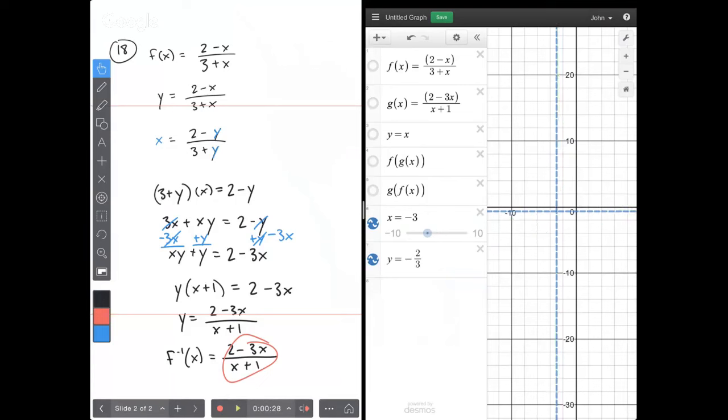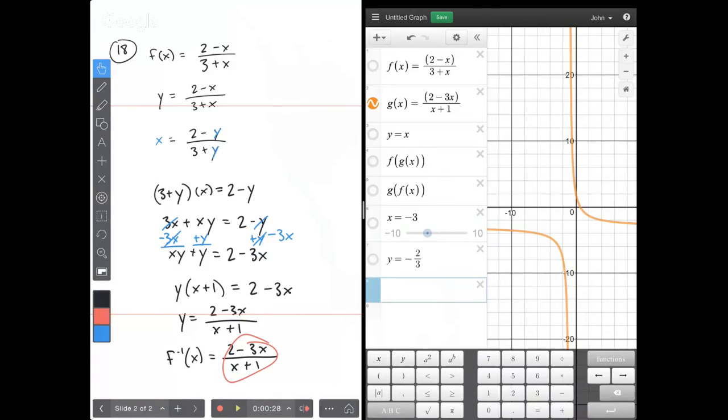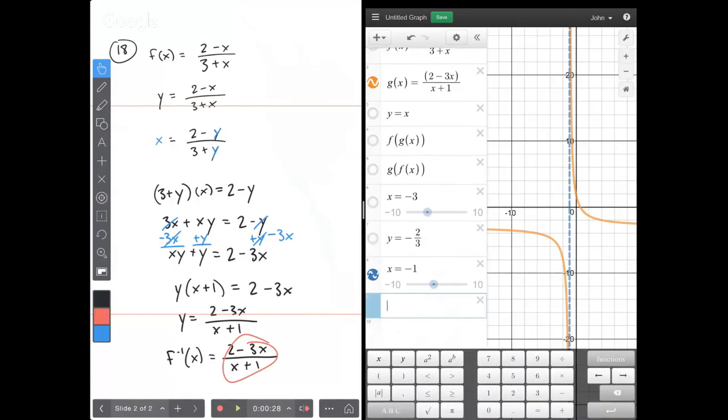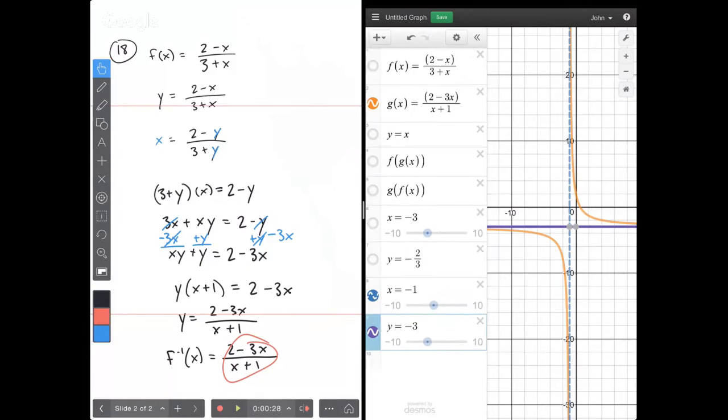Then if we're graphing the inverse function, which I've named g of x here in Desmos, we should notice that there's a vertical asymptote at x equals -1. And that there's a horizontal asymptote at y equals -3, because the ratio between the numerator and the denominator is -3. But again, that's all last chapter's material, so I probably wouldn't have you graph a rational function.